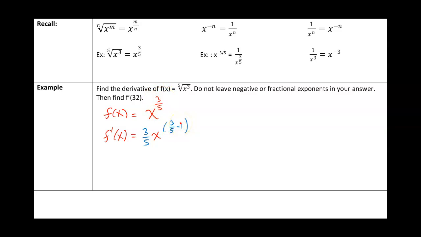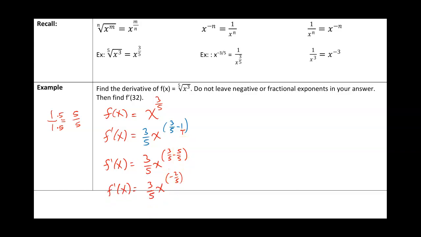Now if you remember your rules of adding and subtracting fractions, we do need to have a common denominator. So if we have 3/5 minus 1, so this is like 1 over 1, the common denominator is going to be 5. And in order to convert the 1 over 1 into 5 over 5, we're going to multiply both the top and bottom by 5, and this gives you 5/5. Which makes sense, right? Because 5/5 is in fact equal to 1, except now we wrote it with a denominator of 5. So we have 3/5 times x to the power of 3/5 minus 5/5, which is going to be 3/5 times x to the power of negative 2/5.